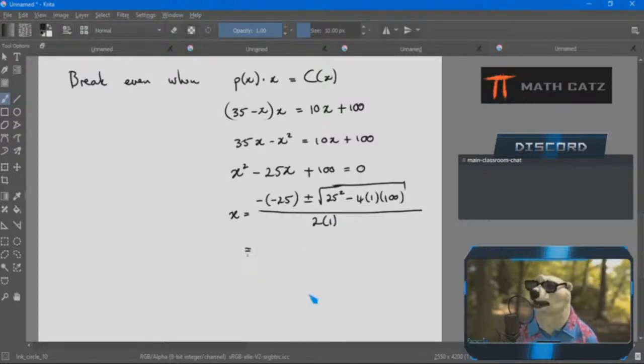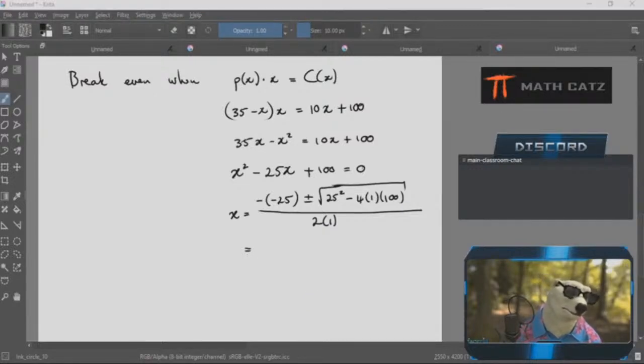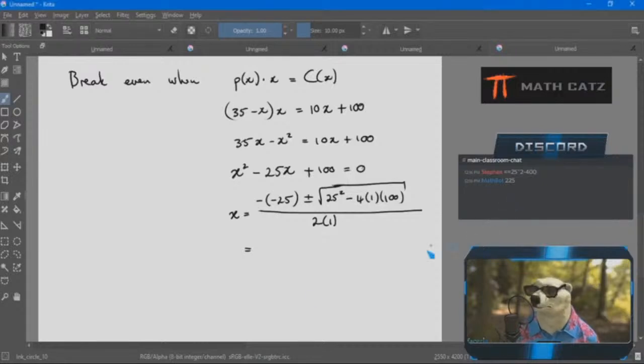Now let's see perhaps what's inside the square root. Why not? 25 squared minus 400, I can just do right away. It is 225 indeed. So I have 25 plus or minus square root of 225 over 2. So x is equal to what I get when I plus and what I get when I minus.